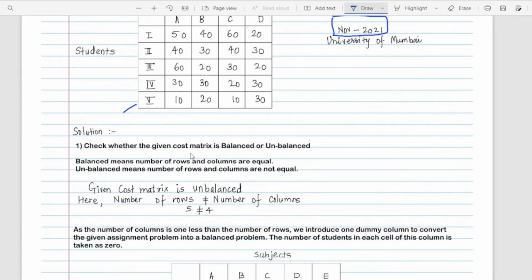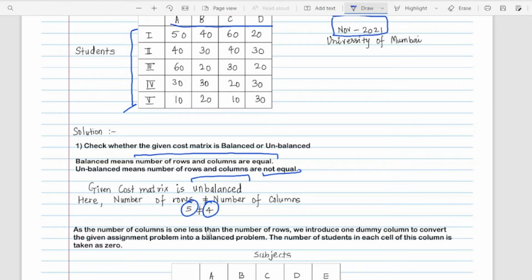To check whether the given cost matrix is balanced or unbalanced: balanced means the number of rows and columns are equal, and unbalanced means the number of rows and columns are not equal. Here the given cost matrix is unbalanced since the number of rows is 5 and the number of columns is 4, which is not equal. The students are 1, 2, 3, 4, 5, and the subjects are A, B, C, D, that is 4. So the given cost matrix is unbalanced.